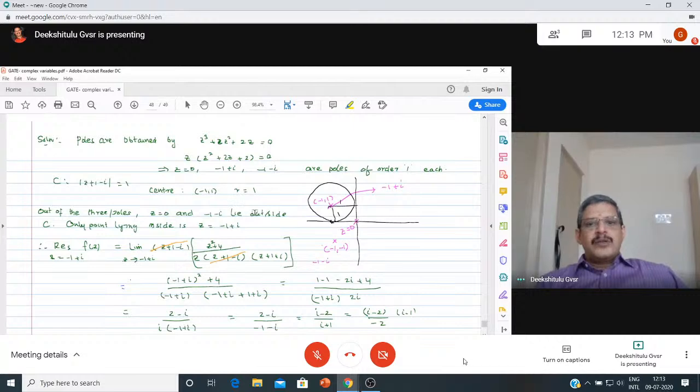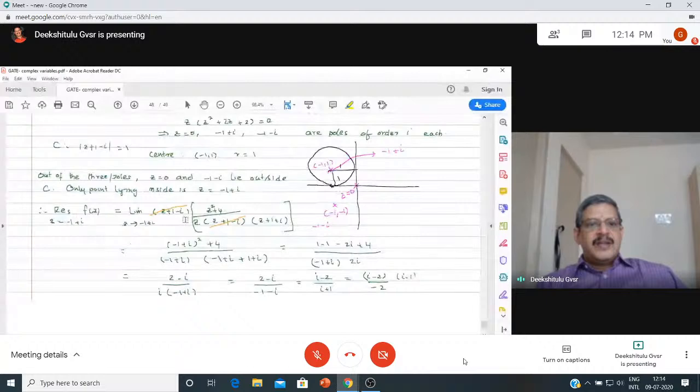So out of the three poles, the only point lying inside is minus 1 plus I. So it is a simple pole. So the residue, since it is a simple pole, is the limit as Z goes to Z0 of Z minus Z0 times f of Z. So the limit as Z goes to minus 1 plus I of Z minus Z0 times f of Z.